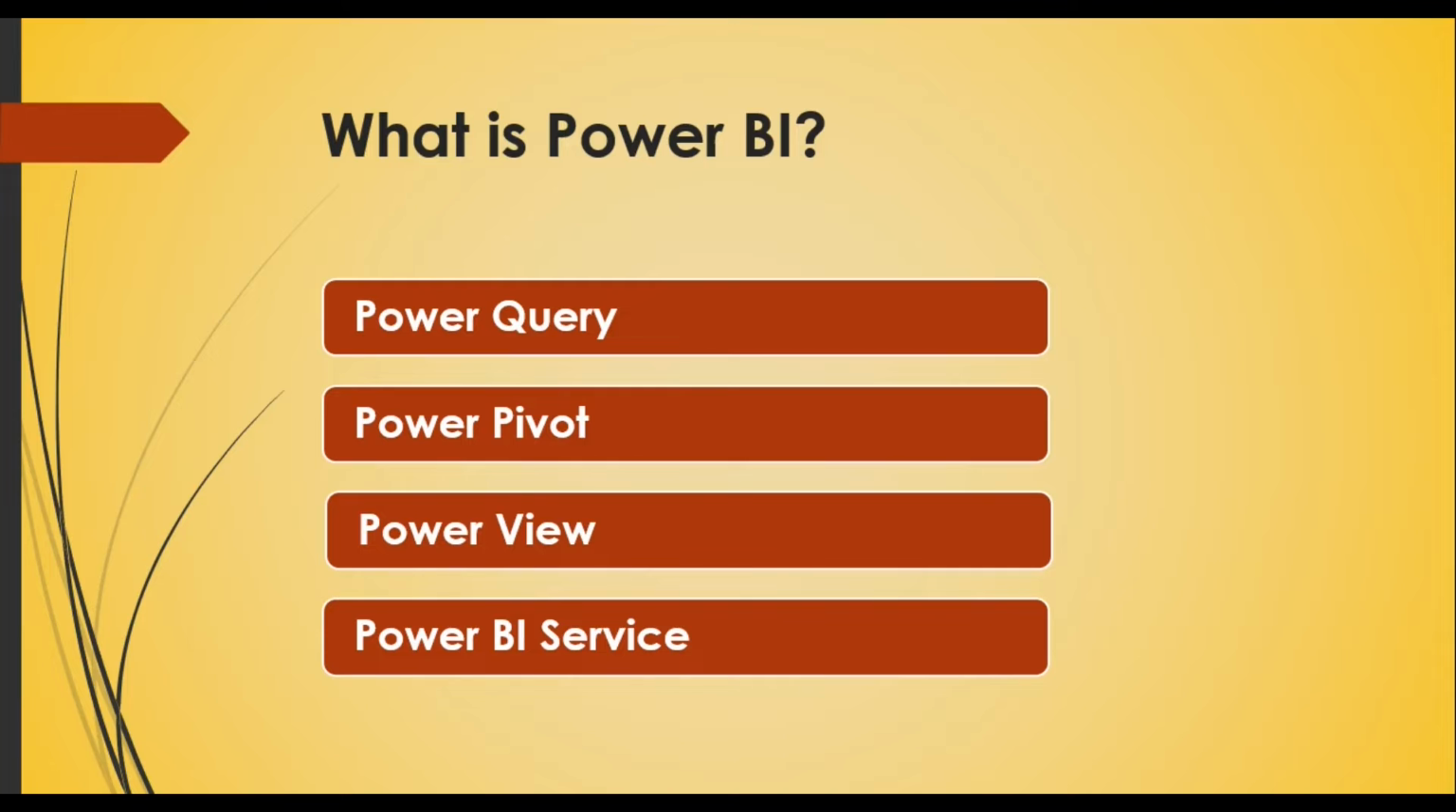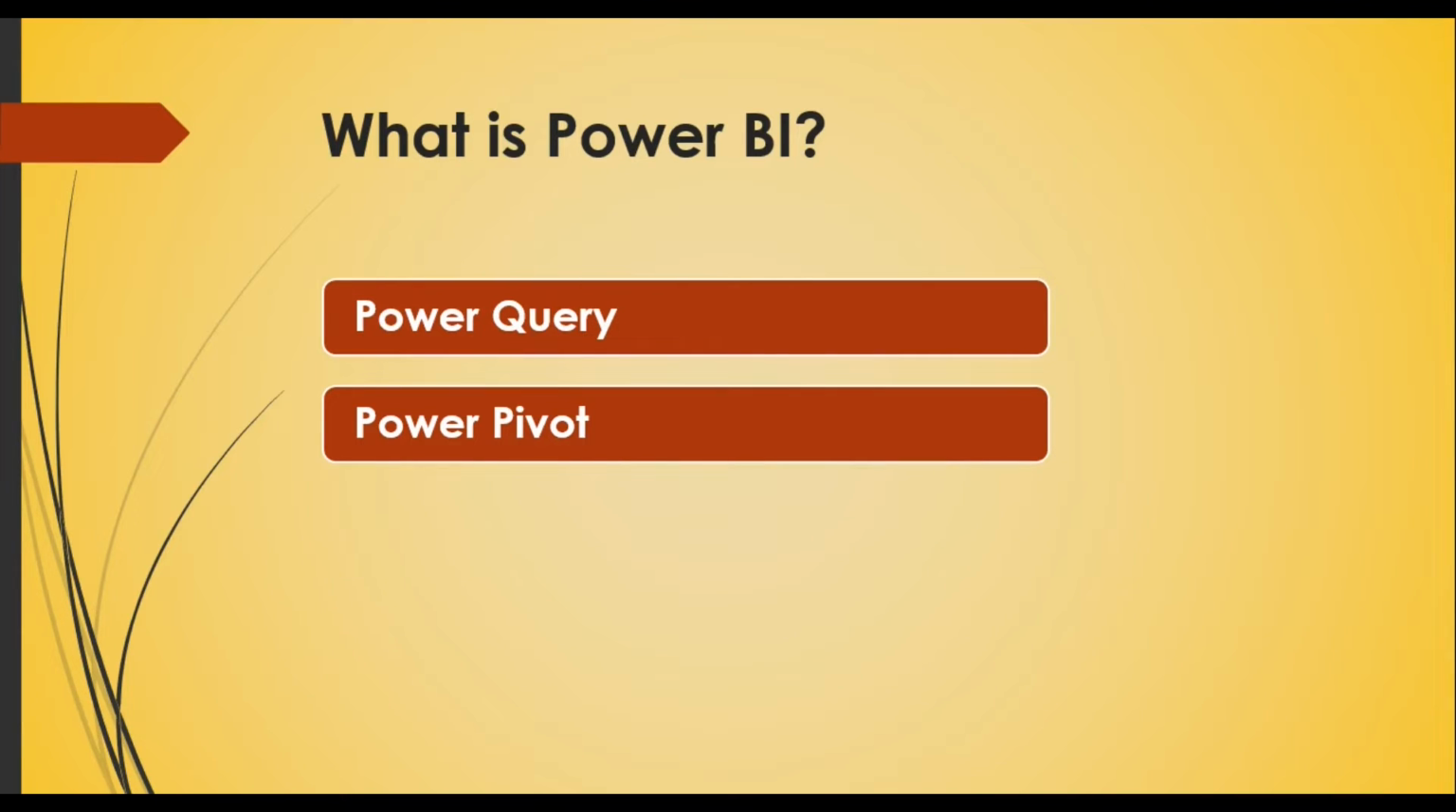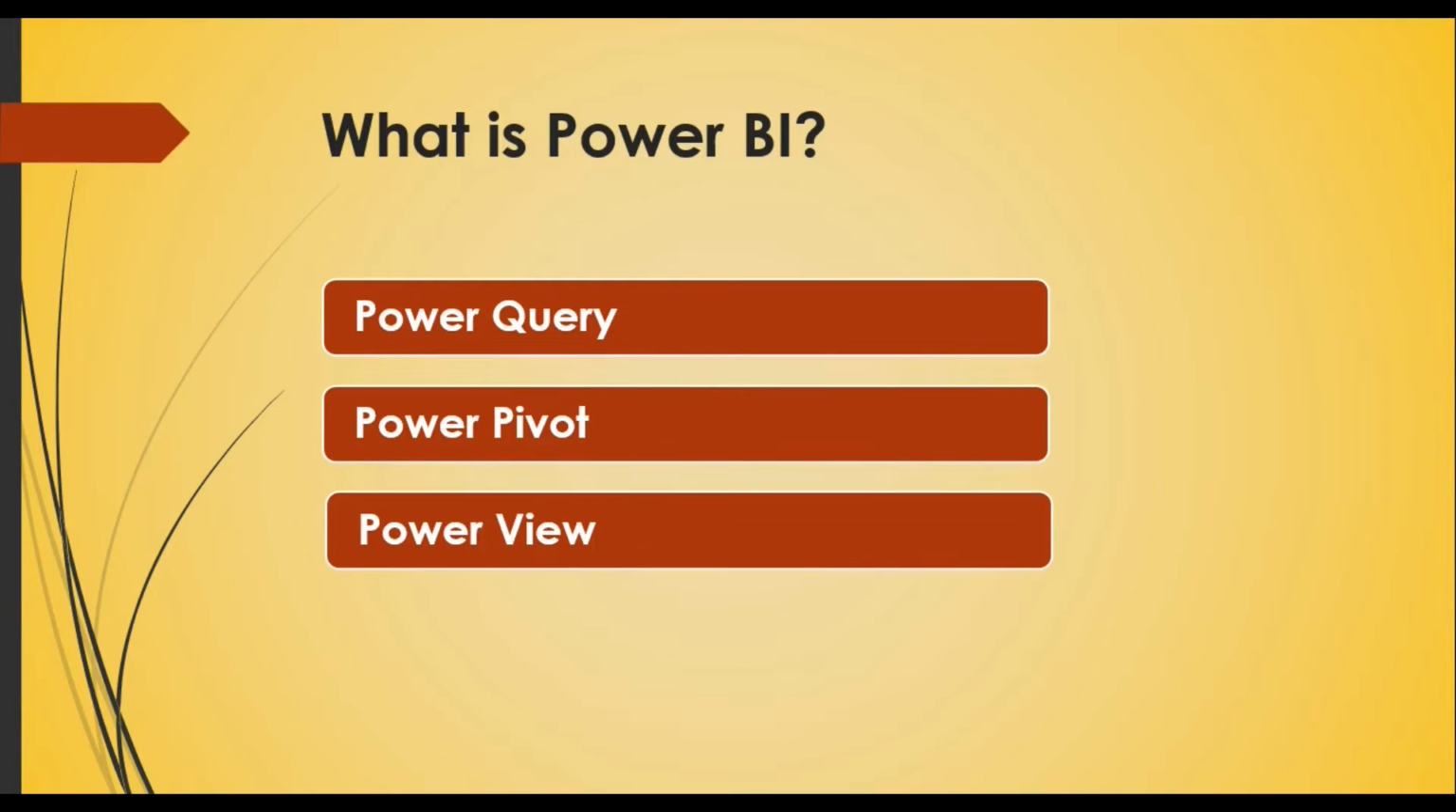The second component is Power Pivot. Power Pivot is used to create data models. You can create different data models by using Power Pivot. If you have multiple data sources and you want to connect them to create relationships, then you can use Power Pivot. The third tool is Power View.